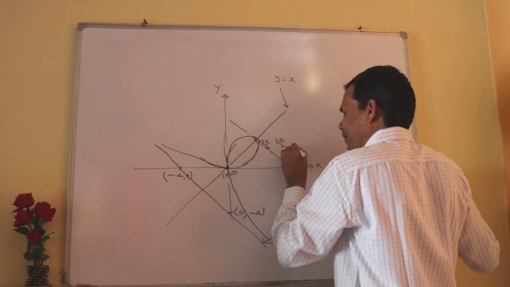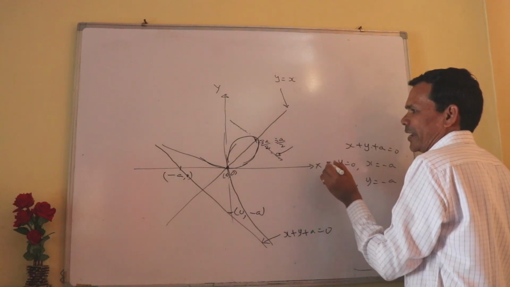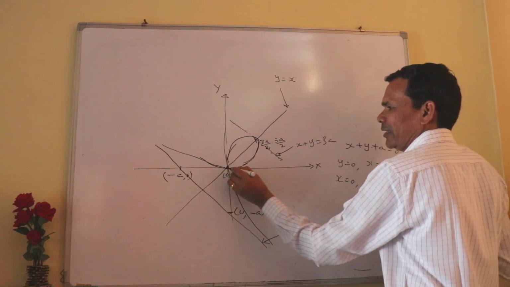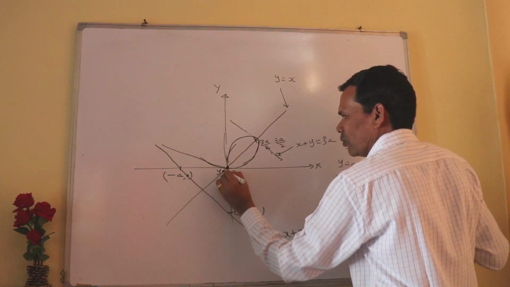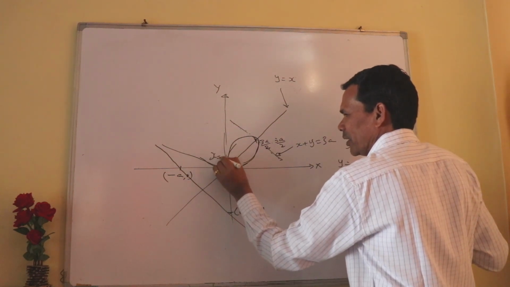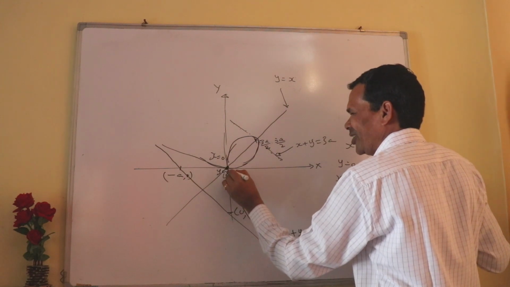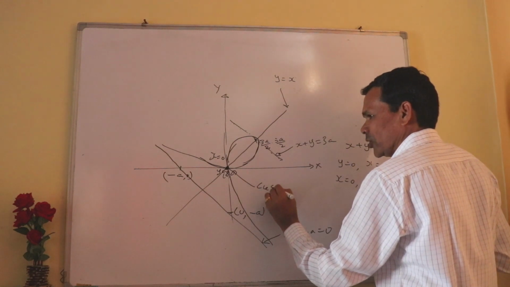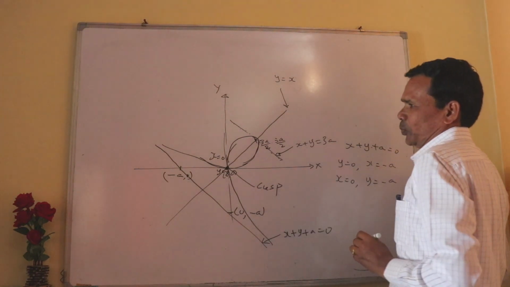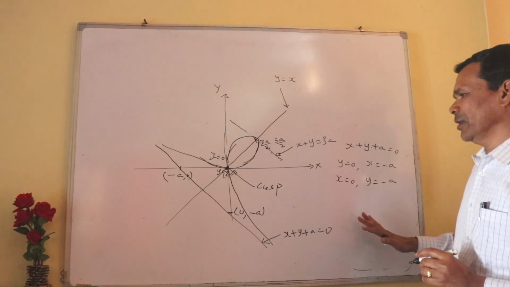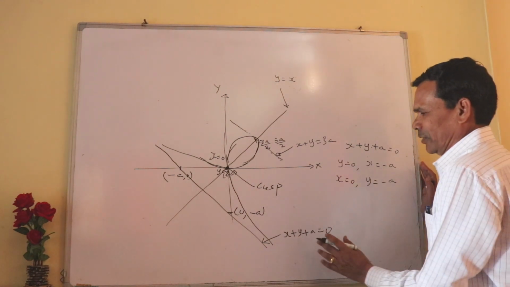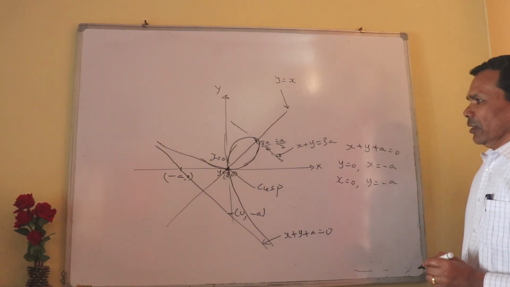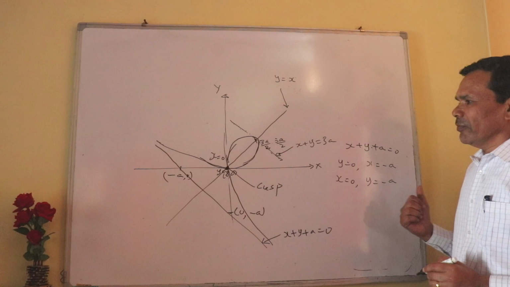So this is your line. If you try to find out, this line would be x is equal to 3a, and this is y is equal to 0, this is x is equal to 0. So this is the origin, with two real and distinct tangents. So this point is called a cusp. So this is the approximate shape of this particular curve. This is called the Folium of Descartes.